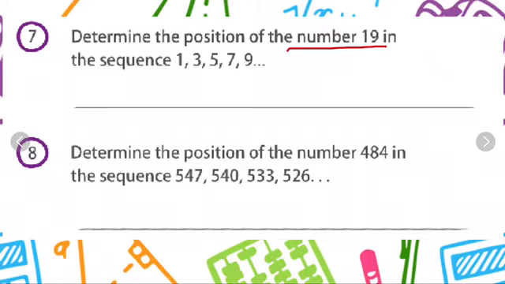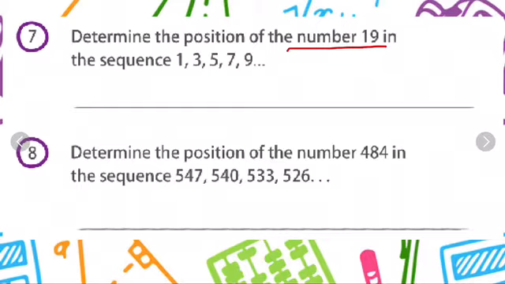What do you do? Well, you have to see in what position is the number 19. Here they want to know the position, okay? So I'll take a look at the sequence and see in which position is the number 19. 1, okay? 1, I think they're adding 2, right? I suggest you to observe it, okay?